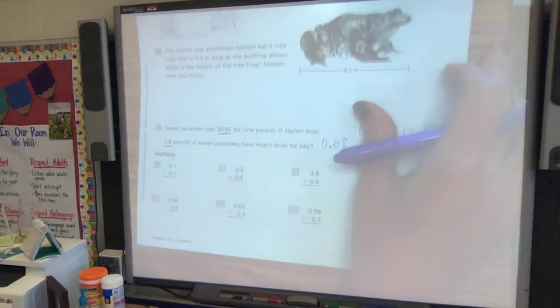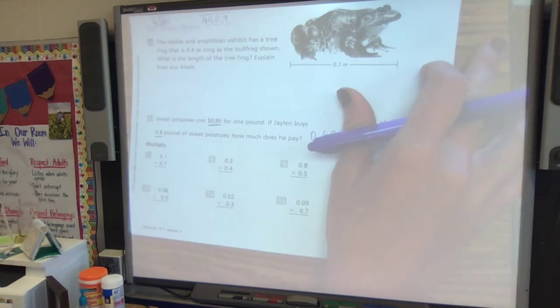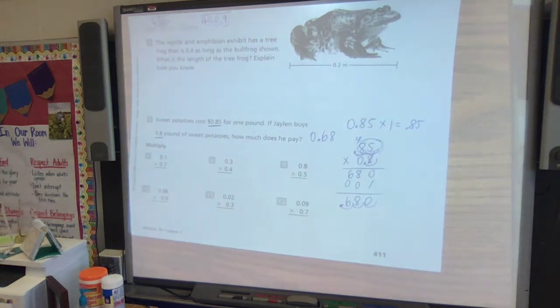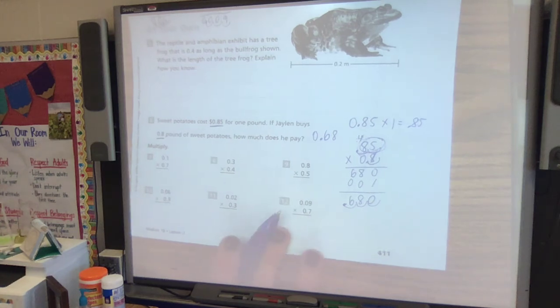Okay, then you're going to move on and your homework is on page 157. You can do the odd numbers on that sheet.